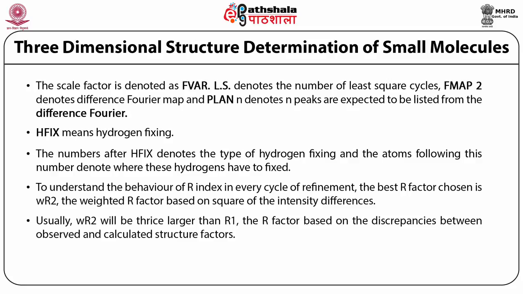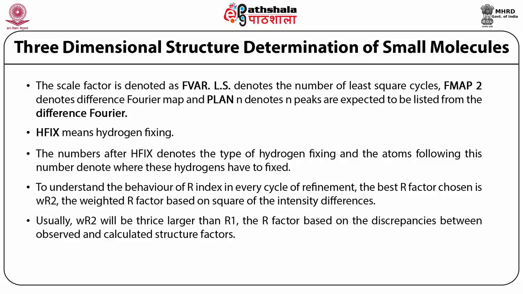Now, in every cycle of refinement, an R factor is printed, that is known as wR2, the weighted R factor based on the square of the intensity differences. Finally, we have the R factor, which is nothing but the summation of the absolute value of mod FO minus mod FC divided by the summation of mod FO. So this tells you how far your calculated structure factors agree with the observed structure factors. Smaller the difference, better is the agreement. So smaller the R value, you should have more happiness, because usually for small molecules, R factors of 3 to 4% are now possible. When I say R factor is 4%, the discrepancy is 4% and the reliability is 96%. That is how you have to interpret R factor.